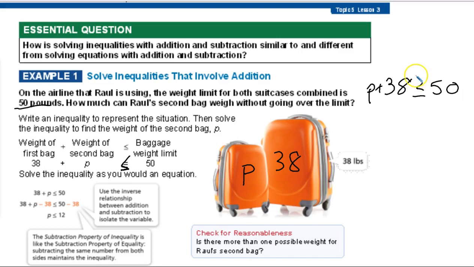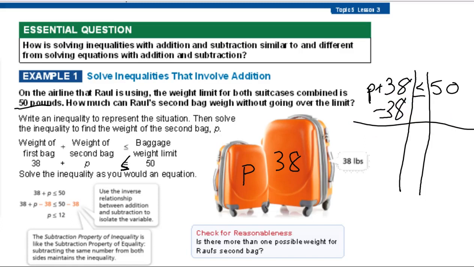So, you guys can build your walls to really separate the left side from the right side. And we see addition in the problem, so we are going to solve by subtracting. We need to get this variable P all alone. So we would have to get rid of this positive 38. So to get rid of it, we subtract 38. Okay? And whatever we do to one side, we must do to the other side to keep it equal. Or to keep it fair.